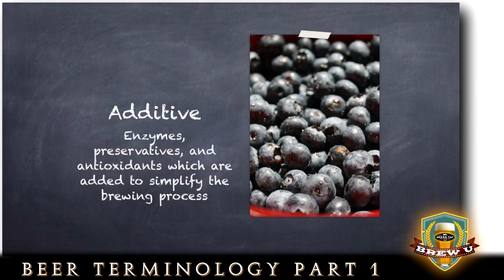Our first term is additive. Now, additives are enzymes, preservatives, and antioxidants which are added to simplify the brewing process. Now, this can also be an ingredient such as fruit to enhance the flavor profile of the beer.